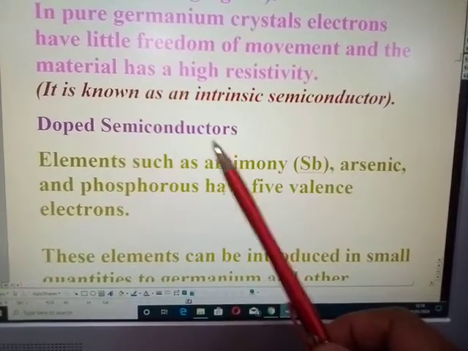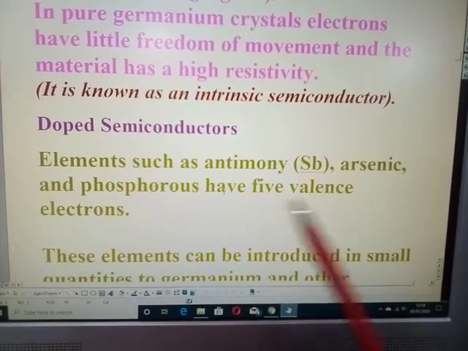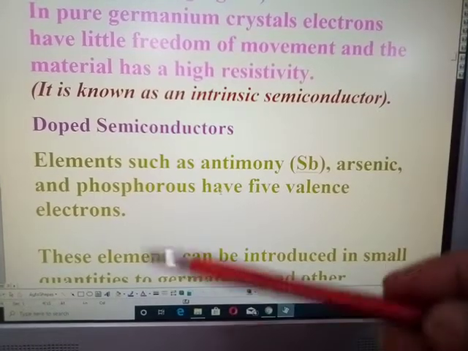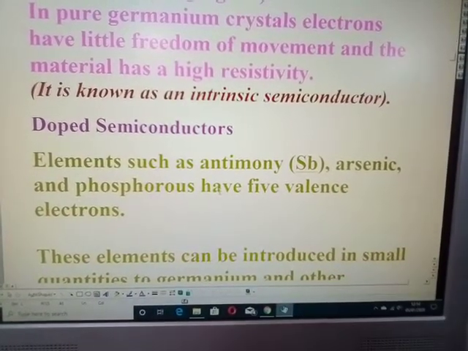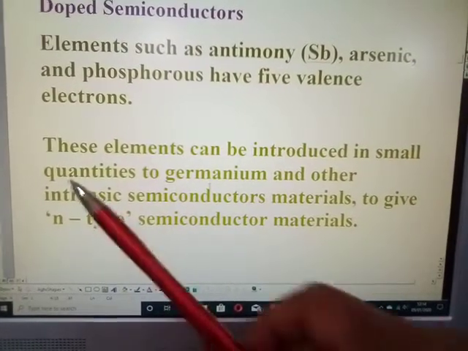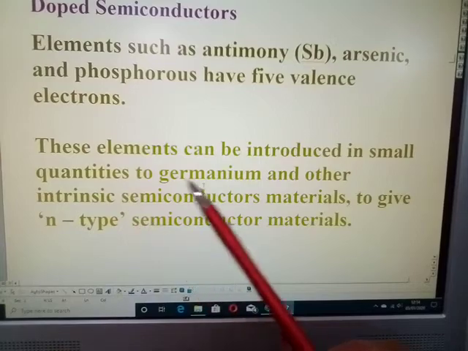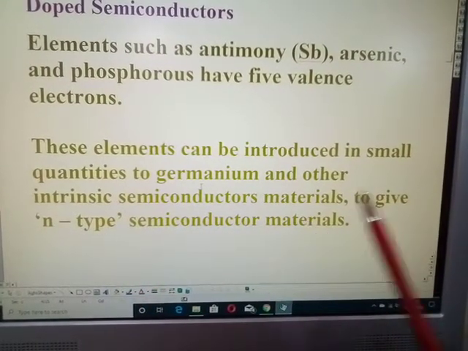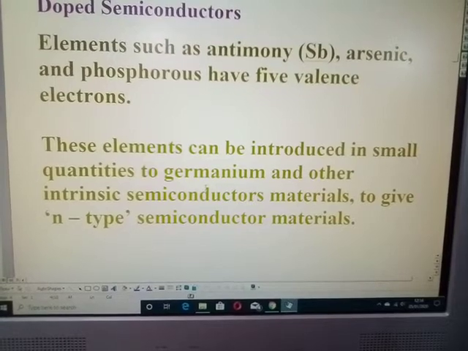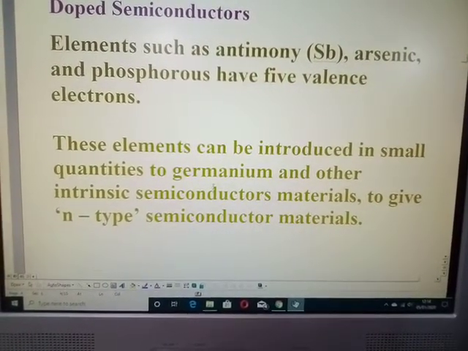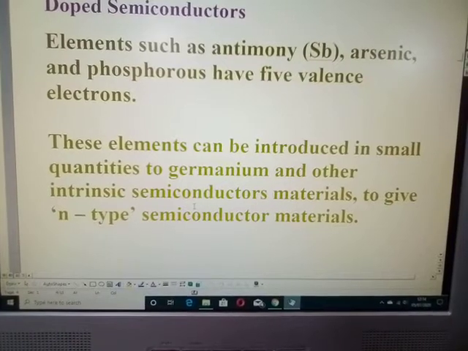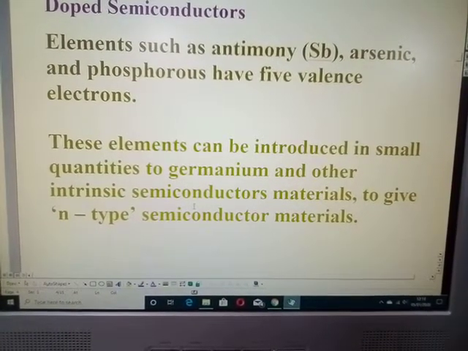But when we dope the semiconductors, elements such as antimony, Sb, arsenic, and phosphorus have 5 valence electrons. So we're now doping the germanium with one of these materials. These elements can be introduced in small quantities to germanium and other intrinsic semiconductor materials to give N-type semiconductor materials, okay? So what you end up having is, you've heard of your NPN transistor or your PNP transistor, etc. Here it is just the materials which make up that change, which have been doped to create these various types of semiconductor materials for us to use.